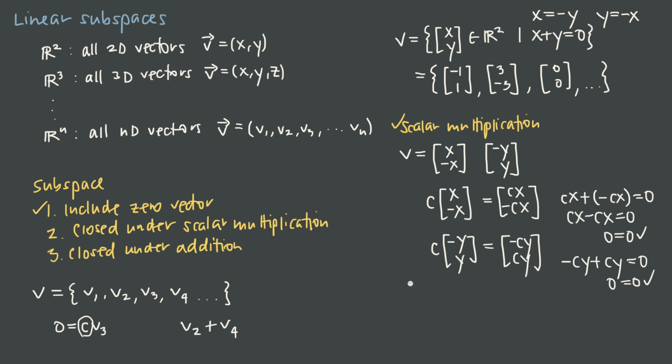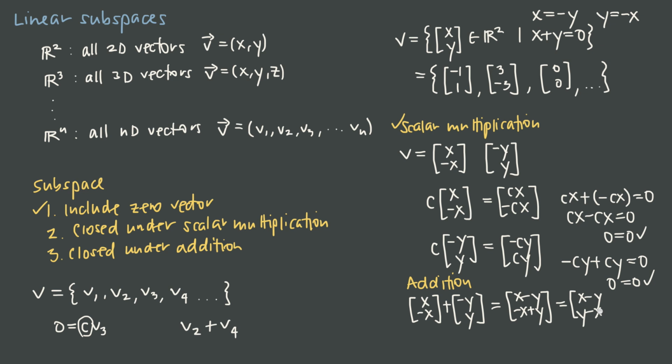Now to check to see whether the set is closed under addition, I again just need to take a generic vector that's part of the set. We'll take this x, negative x. And if I add it to another generic vector in the set, we'll say we'll add it to this negative y, y, I'll get this vector addition problem. So I'll get x, negative x, plus, and then here, negative y, y. And the sum here is going to be x minus y and negative x plus y, or I could rewrite that as x minus y and y minus x.